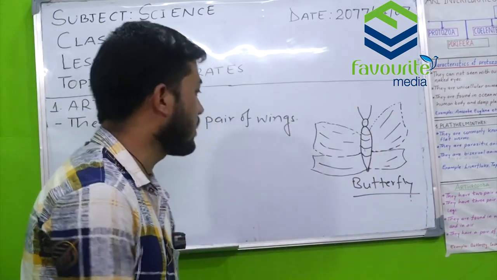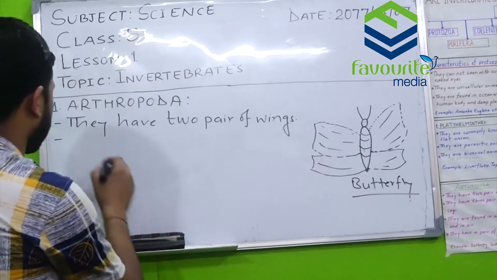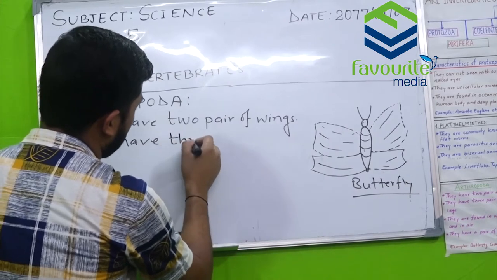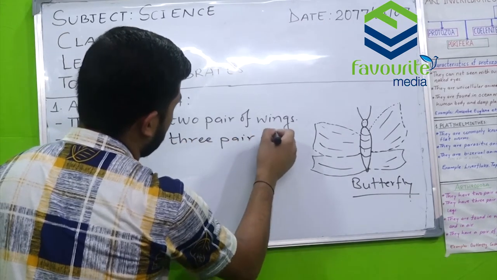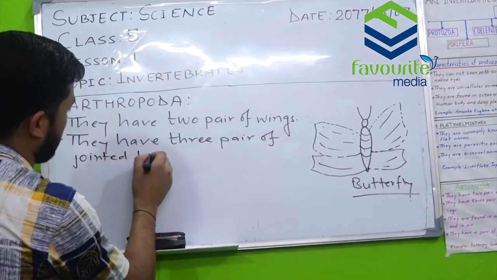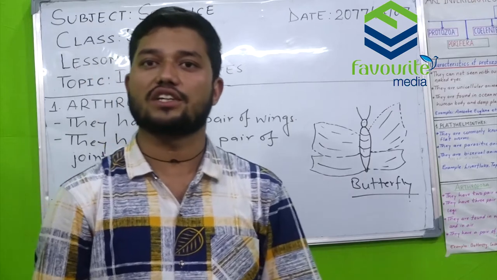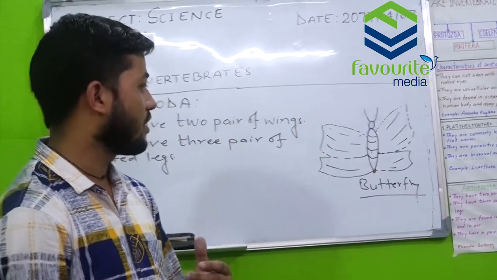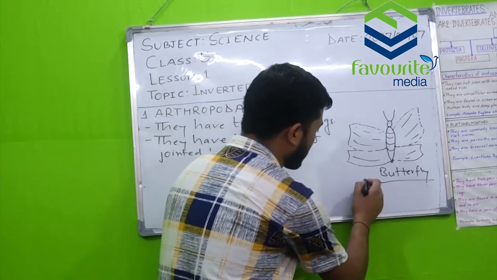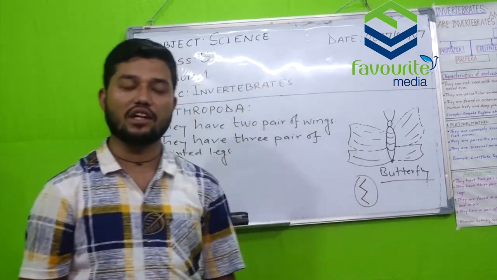They have two pair of wings first, and the second one is they have three pair of jointed legs. All of the group Arthropoda have three pair of jointed legs. It means they have six legs in their body. They are jointed, meaning suppose this is a joint, like this. Their legs are like this. It means they have jointed legs.